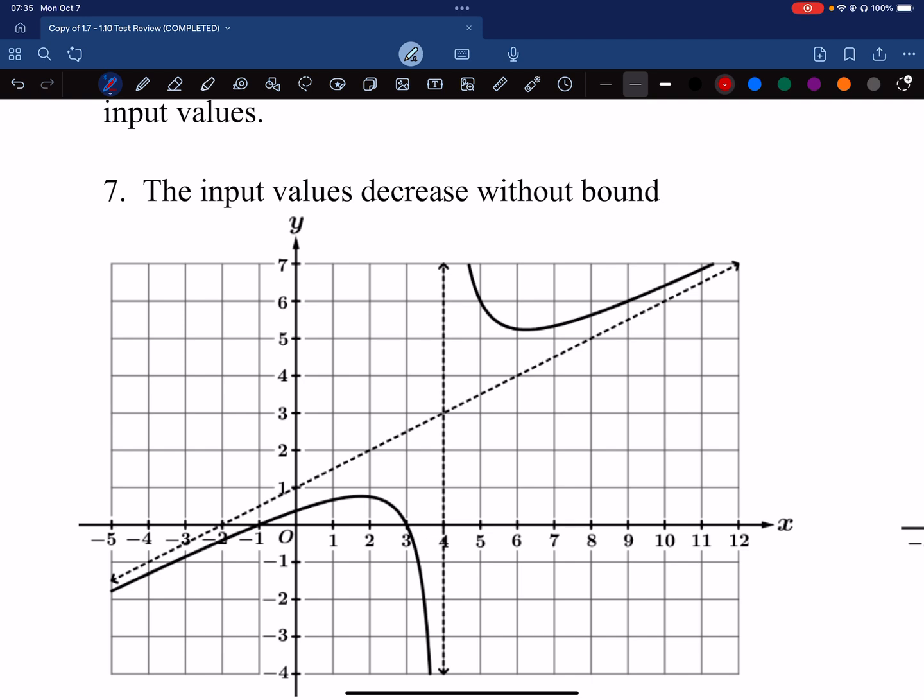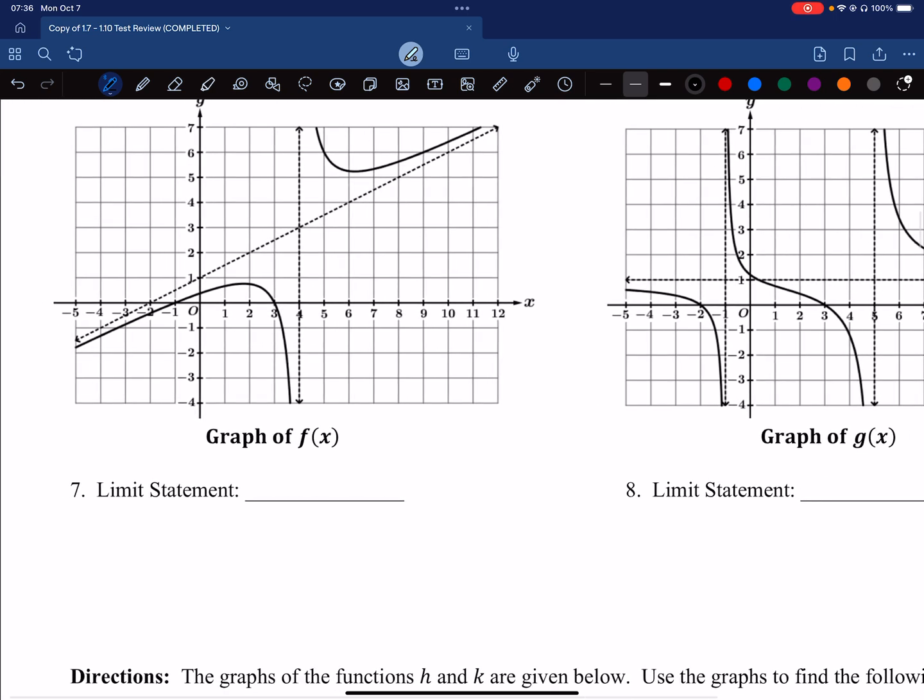It says the input values decrease without bound. The input values, okay, that's our x values. When it says that they are decreasing without bound, that means they're approaching negative infinity. So this tells us it's asking about the left side of the graph. When we write our limit statement, that would be the limit as x approaches negative infinity of f of x.